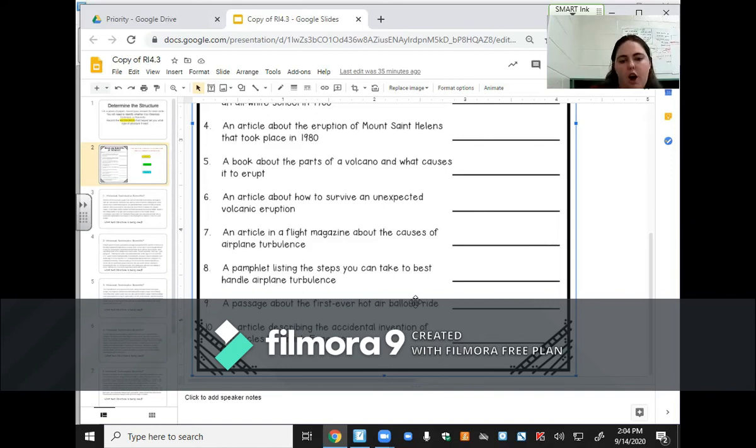So, the causes of airplane turbulence. So it's telling us about an airplane. So we're learning about an airplane and what causes airplane turbulence. What do you think that is?